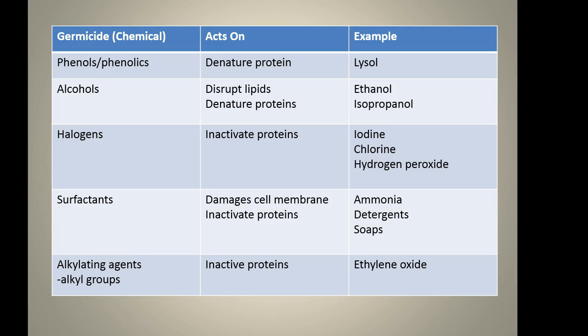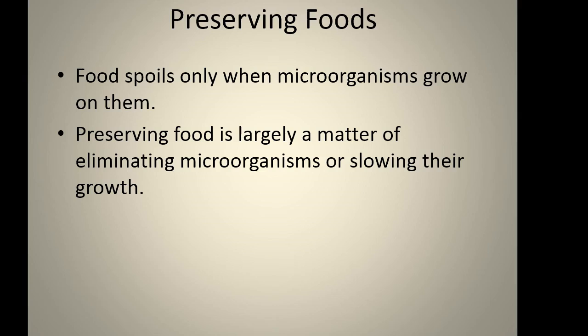Surfactants damage the cell membrane and inactivate proteins. What's an example of a surfactant? Ammonia, detergents, soaps. A little earlier, someone thought that soap was an antiseptic, but actually it's a surfactant. It inactivates proteins and damages the cell membrane. And alkylating agents, like alkyl groups, an example is ethylene oxide.